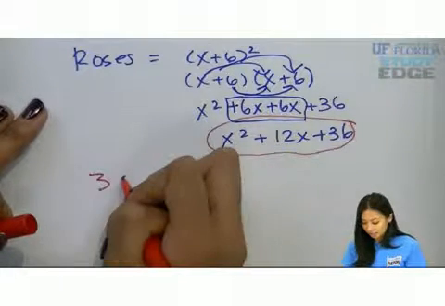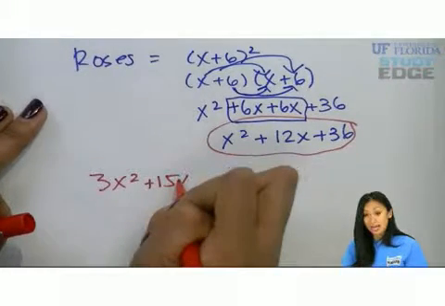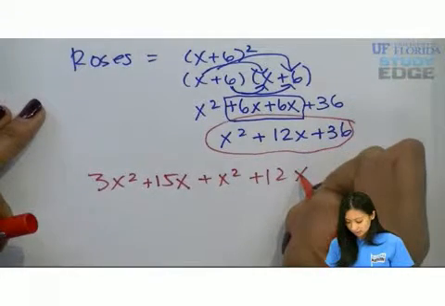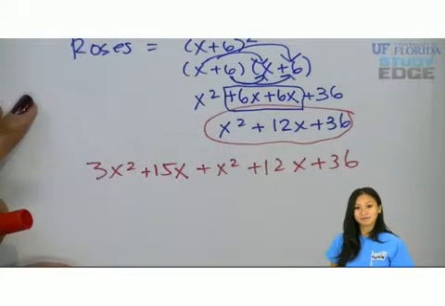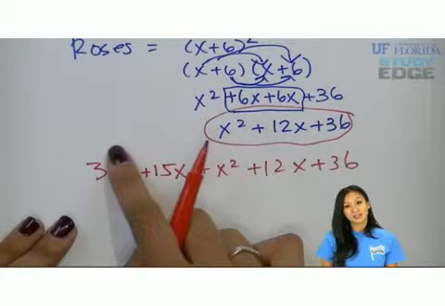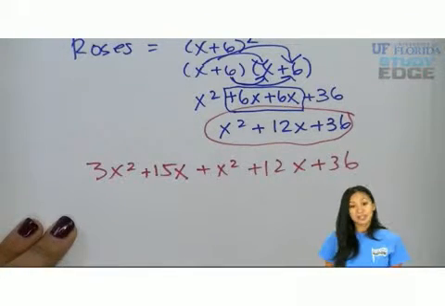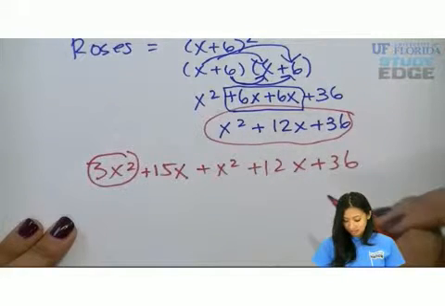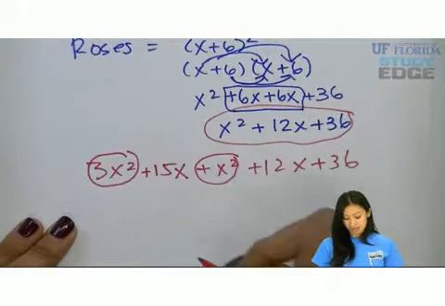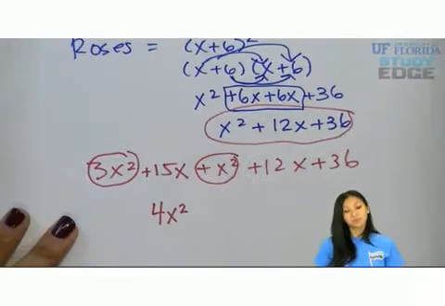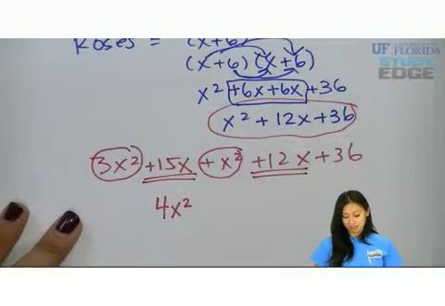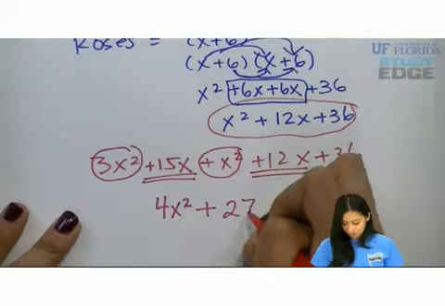3x squared plus 15x plus x squared plus 12x plus 36. Since I'm adding, I don't have to worry about signs changing or anything like that, so that's why I could just write it straight across. Beautiful. Let's combine like terms. 3x squared plus 1x squared is 4x squared. 15x plus 12x, well, that's positive 27x.